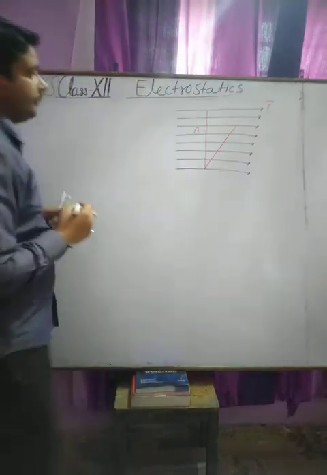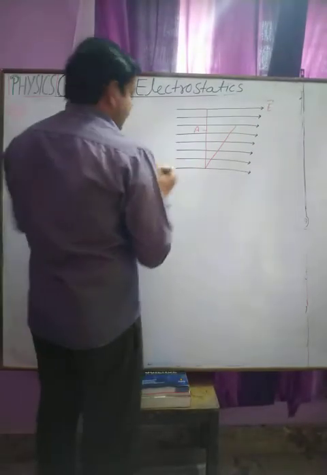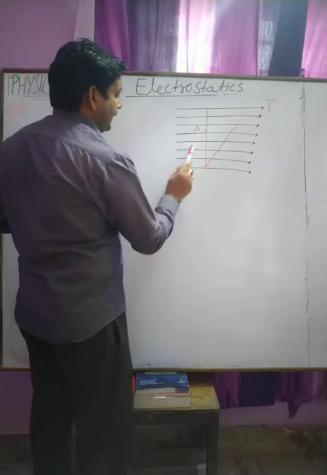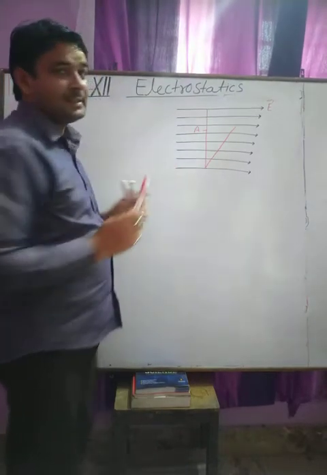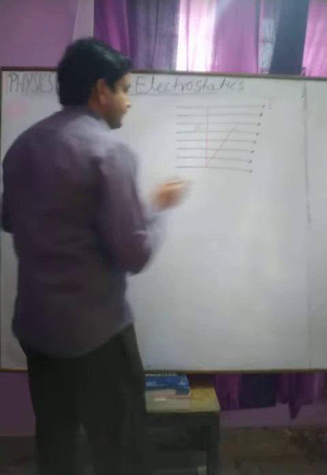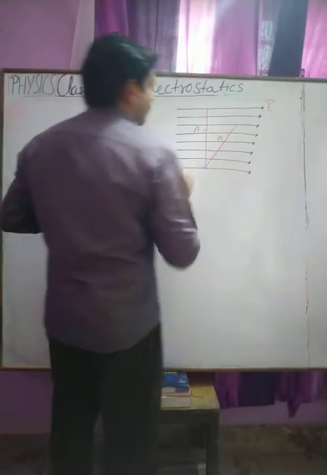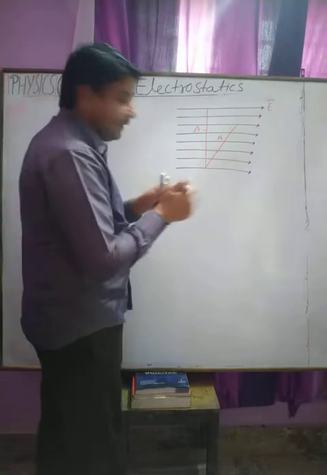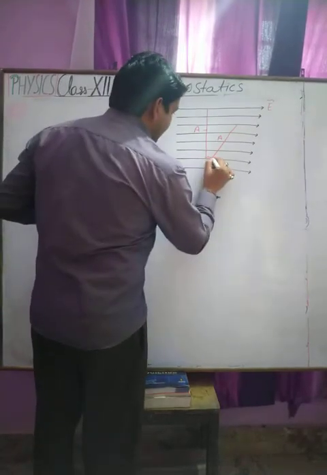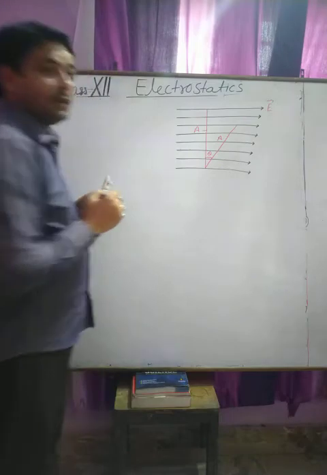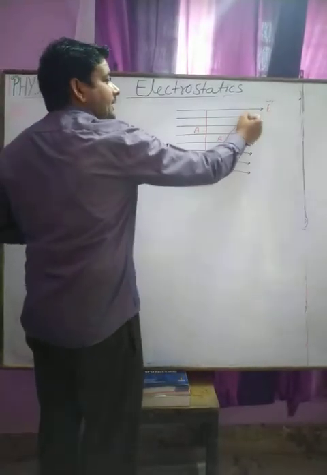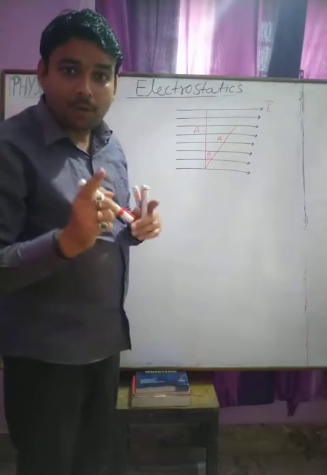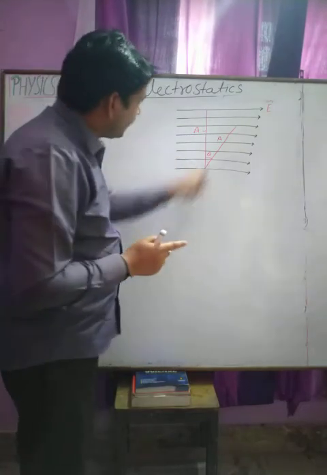then we find initially 1, 2, 3, 4, 5, 6, 7, 8 field lines are linked with this surface of area A, and when we turn it by an angle theta, then these two field lines are not linked with this surface. So now we know how many field lines are linked with this surface.